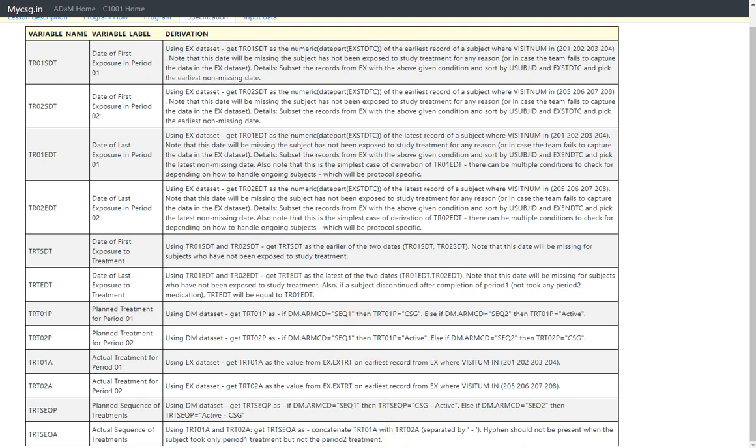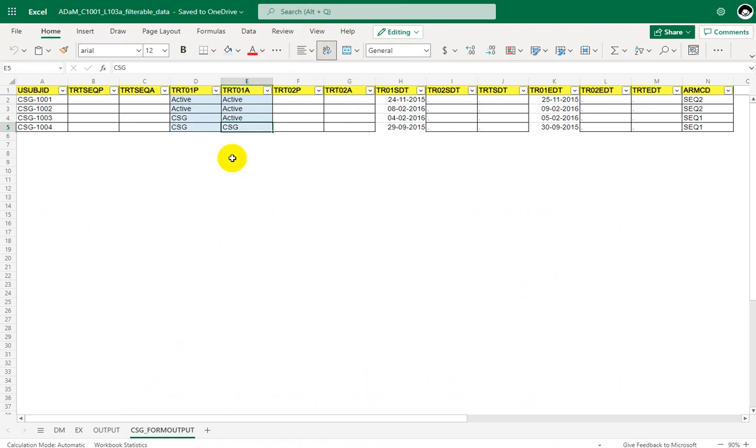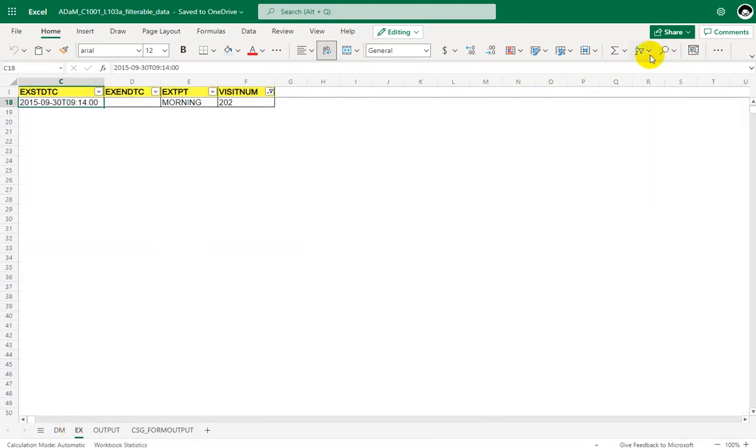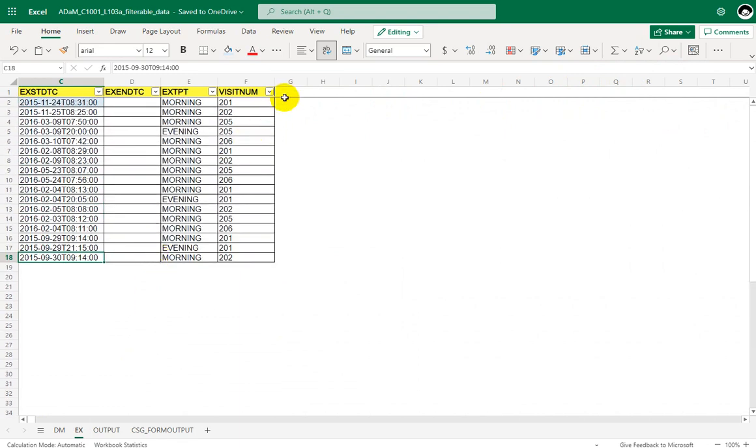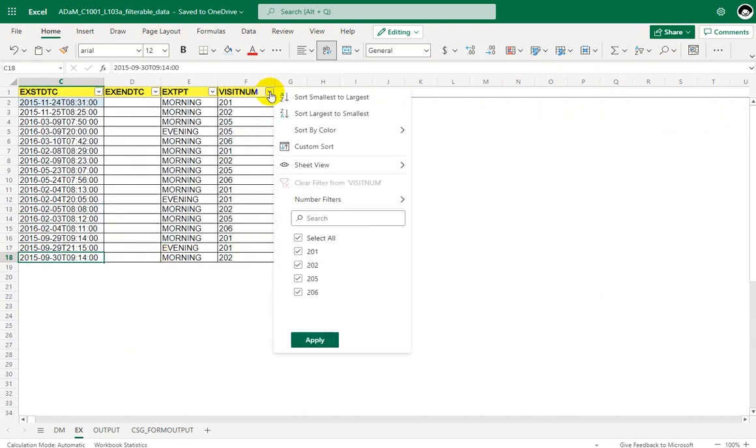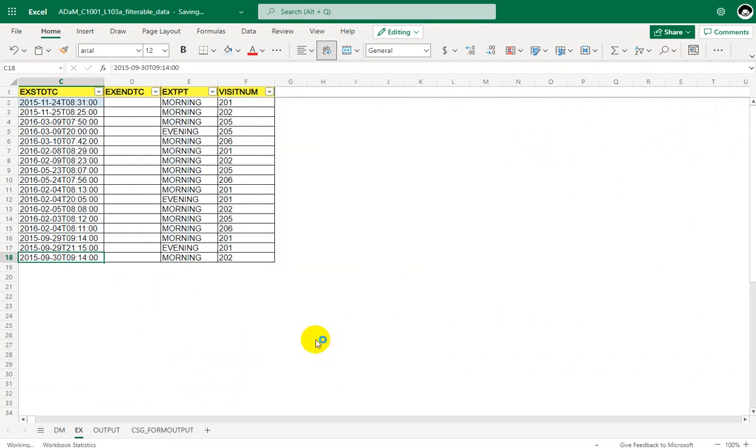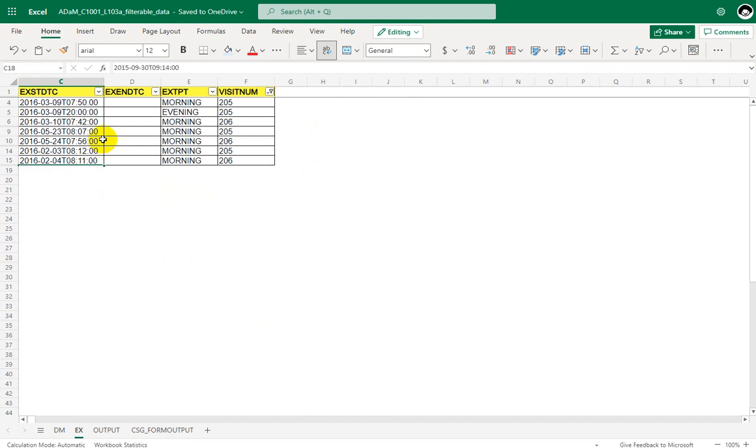Okay, now let us try to manually identify the things. Let us take a look at TR02SDT first. Let's go to the exposure data and try removing all the filters from the previous video. Then we are interested in looking for visits starting from 205 and ending at 208. We only have visits corresponding to 205 and 206 which fall in period 2. So let us filter for that and then take a look at the things.